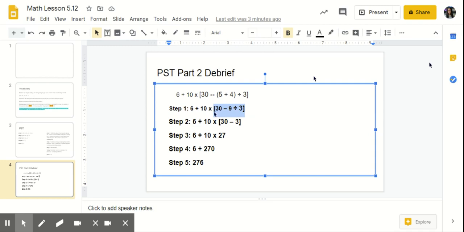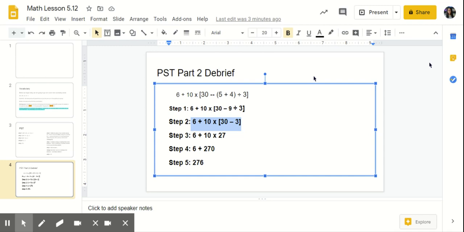I know that when I have two operations in one group, I need to think about which operation has the most power. Here, we know that division is more powerful than subtraction. So I'm going to do 9 divided by 3, and that gives me 3, and then bring everything down again. I'm going to continue working within my brackets. So now I have to do 30 minus 3, and that gives me 27.